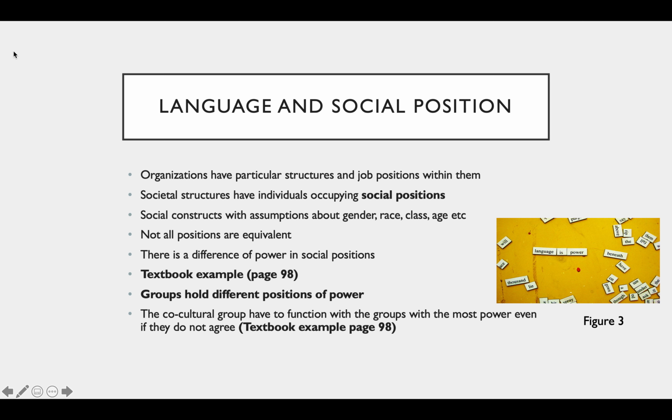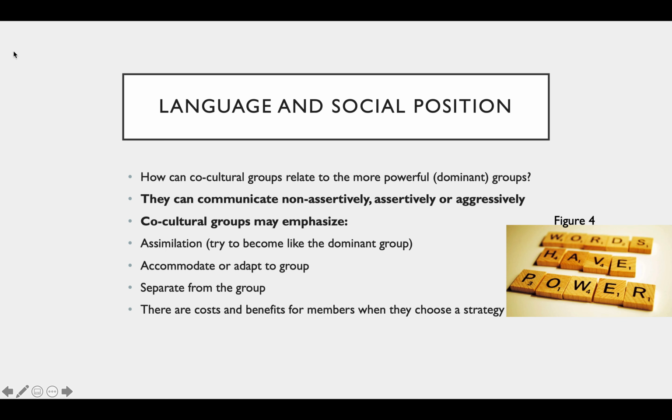Moving on from this, how can co-cultural groups relate to the more powerful dominant groups? What can they do to adapt, separate, or accommodate? We try to answer this as well: co-cultural groups can emphasize assimilation, which means maybe they should become part of the dominant group. Secondly, maybe they should try to accommodate or adapt to the group. And lastly, should they just separate from the group? Of course, there are costs and benefits to each of these strategies.